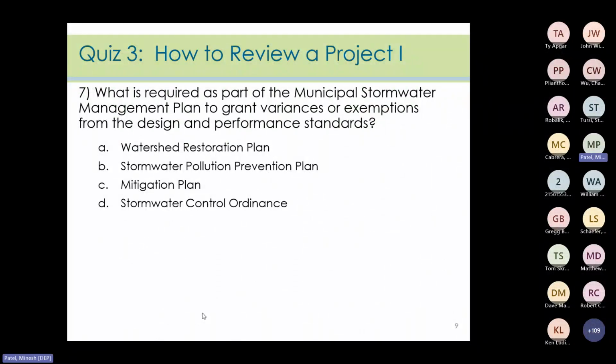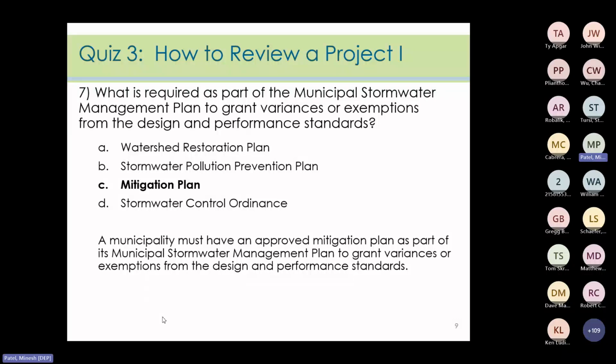Question 7, what is required as part of the municipal stormwater management plan to grant variances or exemptions from the design and performance standards? And the correct answer is C, a mitigation plan. A municipality must have an approved mitigation plan as part of its municipal stormwater management plan to grant variances or exemptions from the design and performance standards. We will revisit variances though in Module 4, so just keep this in mind.